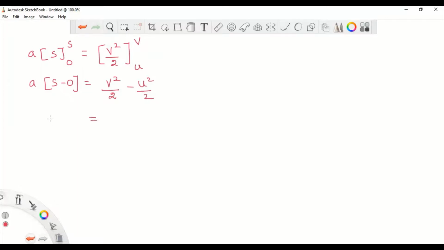So you can write this as, 2 is common, so v square minus u square divided by 2, or cross multiply this, you will get 2as is equal to v square minus u square. So the third equation of motion becomes v square minus u square is equal to 2as.